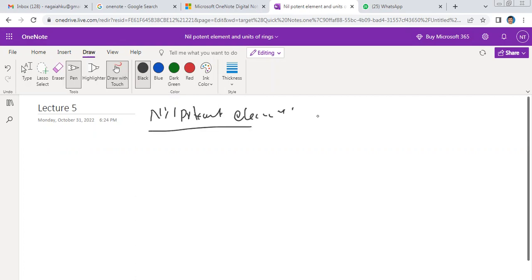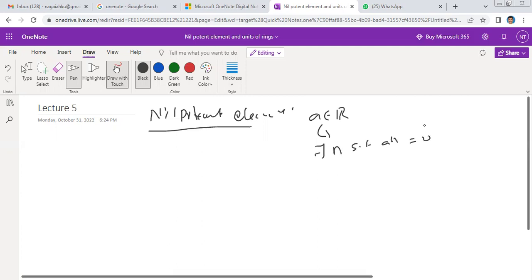An element A belongs to R. Then element A is said to be a nilpotent element if there exists a positive integer n such that a to the power of n is equal to 0. That element is called a nilpotent element. Okay, so an element A of a ring R is said to be a nilpotent element if there exists a least positive integer n such that a power n is equal to 0. First question, how many nilpotent elements are there in Z?